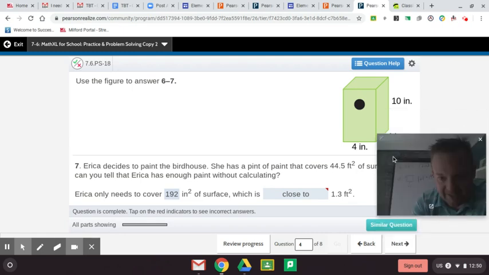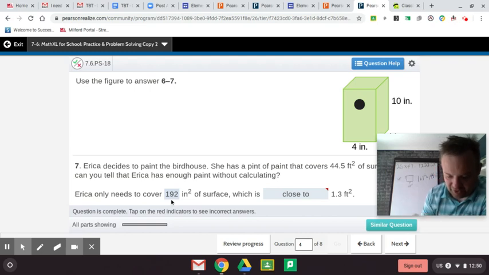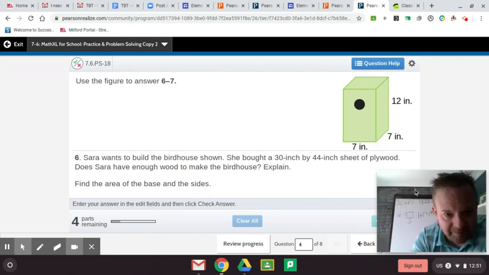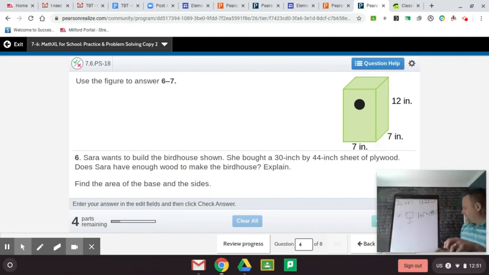So that is what I should have done. 1.3 feet squared is, I bet, pretty close to that. Let me see. 192 divided by 144 is 1.33. So that is what they did. So I'm going to do the question again for you, because I can totally see how someone would get confused on this one. All right, so this next one says 30 by 44.